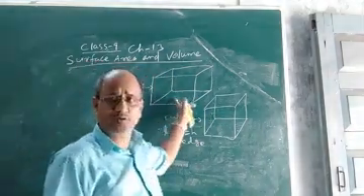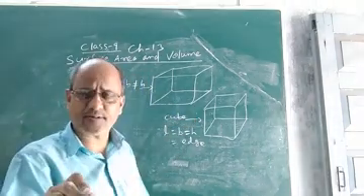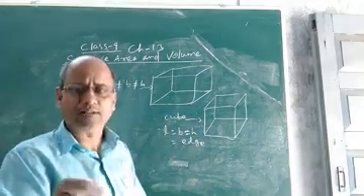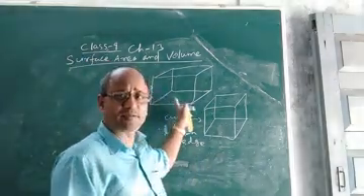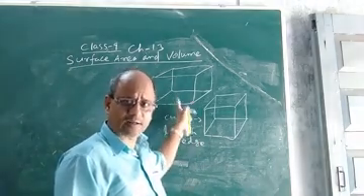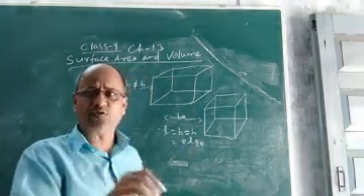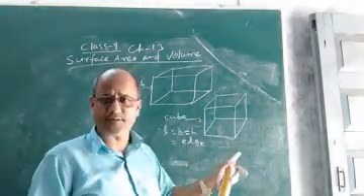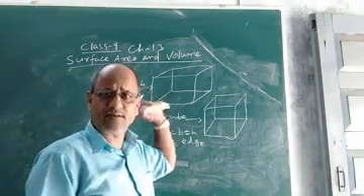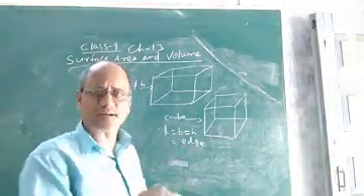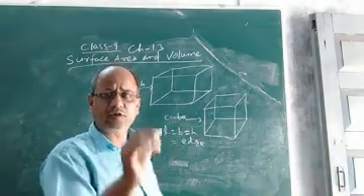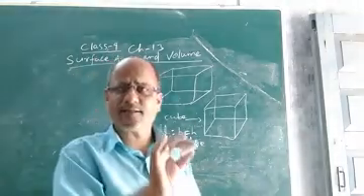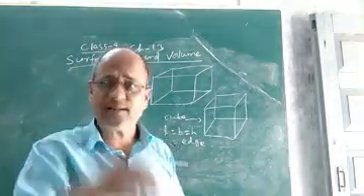Children, as I told you just now, a cuboid has 6 plane surfaces and each plane surface is a rectangle. Each plane surface will have some area, so we have to find the area of each rectangular plane surface present in the cuboid in order to find the total surface area. If we find the area of each plane surface and add the area of all the 6 plane surfaces, we will get the total surface area of cuboid.